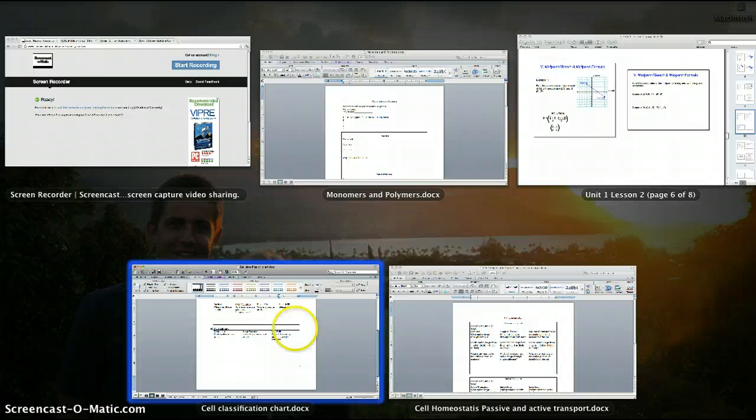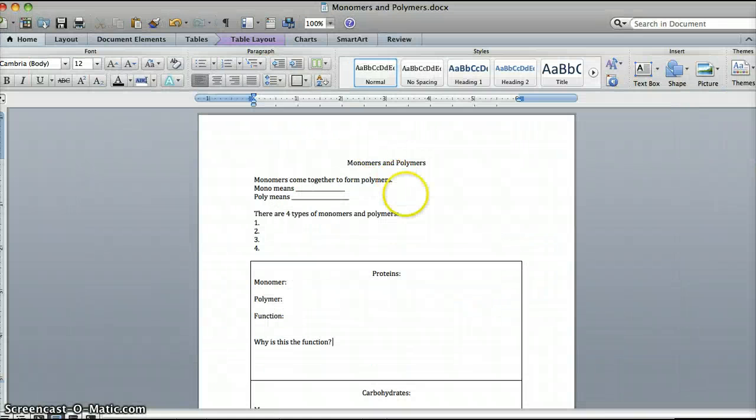Now we're going to talk a little bit about monomers and polymers. Monomers come together to form polymers. And if you remember, mono means one, and poly means many. So the monomers come together to form the polymers.